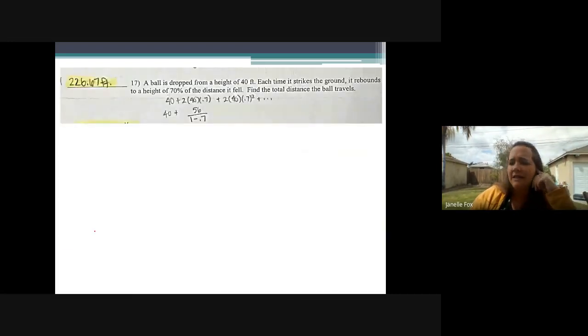Okay, number 17 is classic. Classic word problem about the ball going down and bouncing and all that good jazz. It says this ball is dropped from a height of 40 feet. Each time it strikes the ground, it rebounds to 70% of the distance that it fell. Probably what I don't have on this is a picture. What it looks like is a down, and then it goes up and down, and then it goes a little bit less and a little bit less, etc.